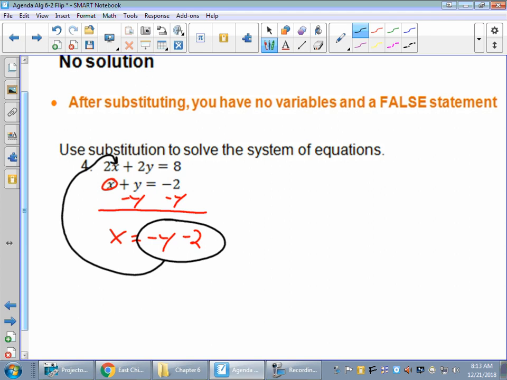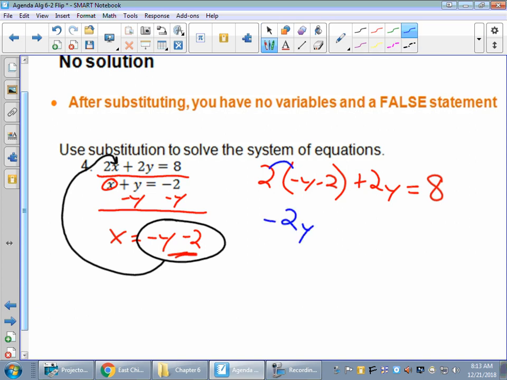So now I'm going to use that first equation, 2 times x, but remember, I'm not going to use x. I'm going to use what I substituted in here, negative y minus 2. And again, use the parentheses. That's going to help us distribute. Plus 2y, just writing this entire equation down and substituting the value in for x, equals 8. All right, so after distributing, negative 2 times y is a negative 2y. And negative 2 times negative 2 is a negative 4. Plus 2y equals 8.